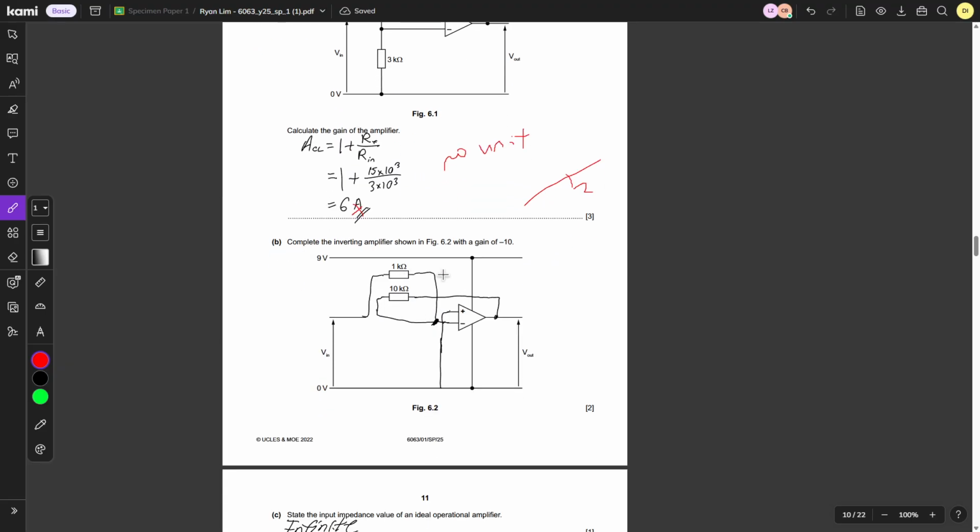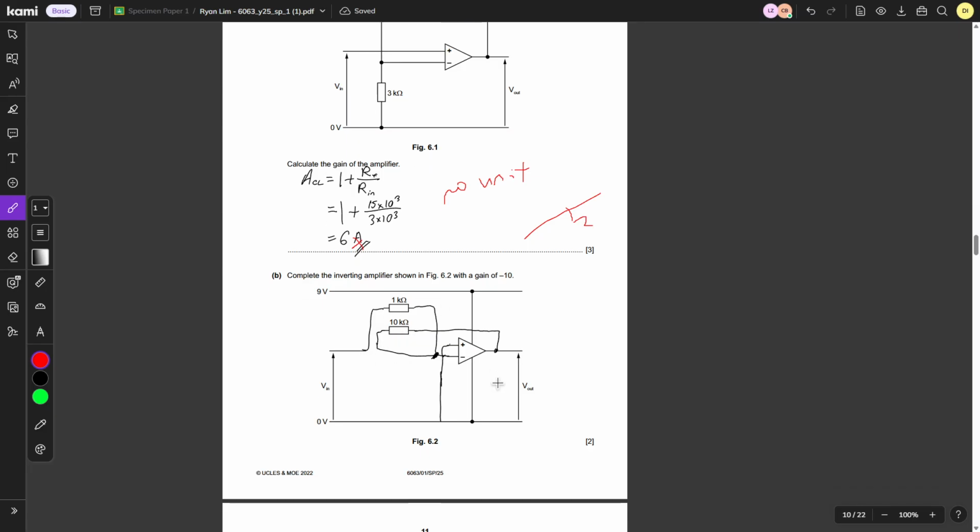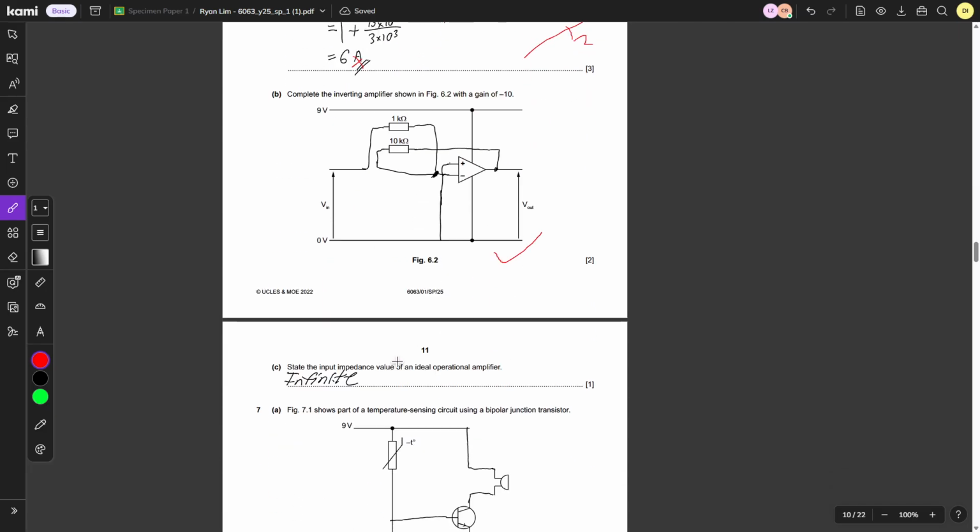Complete the inverting amplifier. Inverting. So yes, it's connected. Yep, it's correct. Input. Oh no! Oh no! This is bad. Oh, this is bad. Okay, oh, this is my fault.